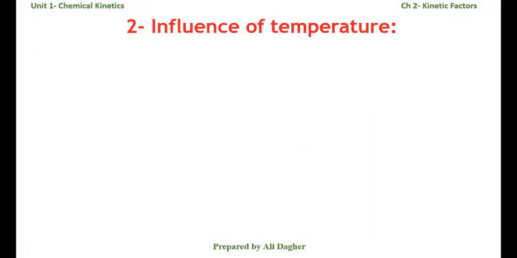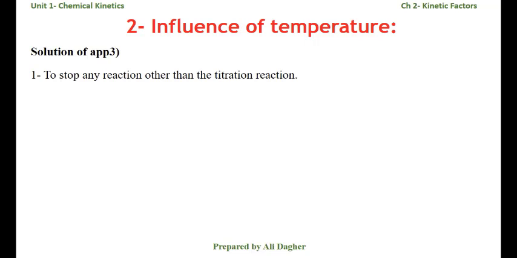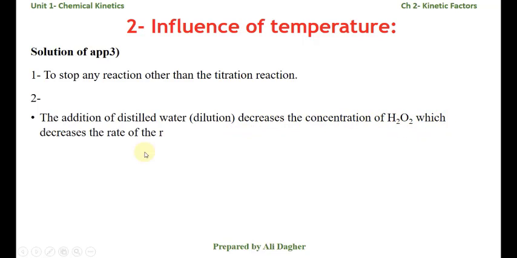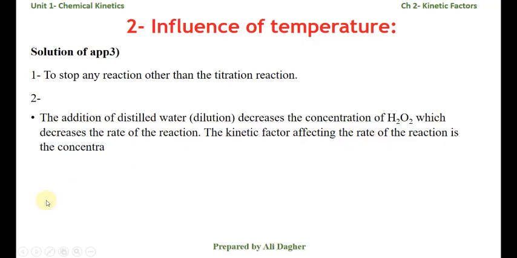In chapter 1, we have seen that to stop the reaction, we add icy water to the taken volume. Then the addition of icy water is to stop any reaction other than the titration reaction. Now, what are the kinetic factors? The addition of distilled water, this is a dilution, decreases the concentration of H2O2, then the rate of the reaction decreases. The kinetic factor affecting the rate of the reaction is the concentration of H2O2.